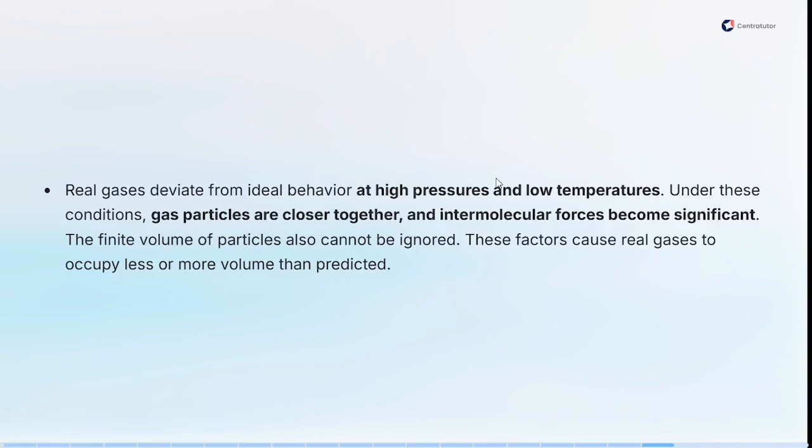So the finite volume of particles cannot be ignored at high pressure, and also the intermolecular force of attraction cannot be negligible at low temperature. These factors are what cause real gases to deviate from the normal ideal behavior. So let's see.